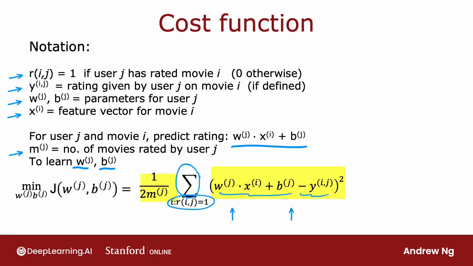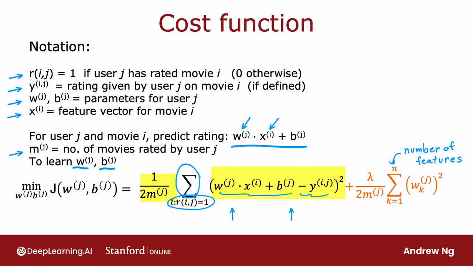Let me add just one more term to this cost function, which is the regularization term to prevent overfitting. And so here's our usual regularization parameter lambda divided by 2mj, and then times the sum of the squared values of the parameters w. And so n is the number of numbers in xi, and that's the same as the number of numbers in wj. If you were to minimize this cost function J as a function of w and b, you should get a pretty good set of parameters for predicting user j's ratings for other movies.